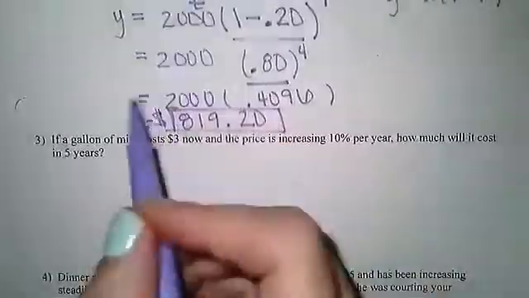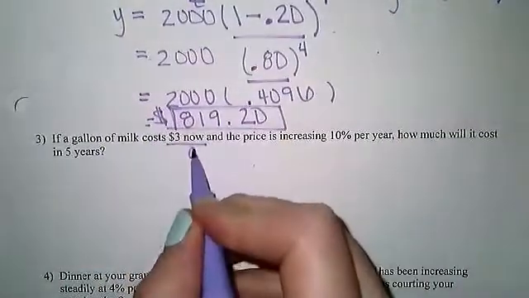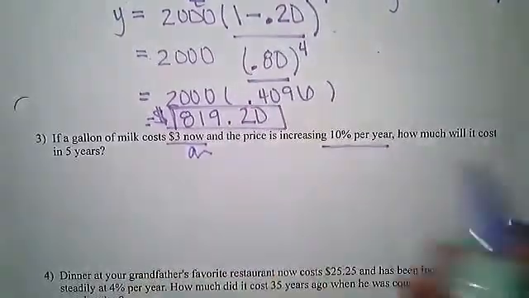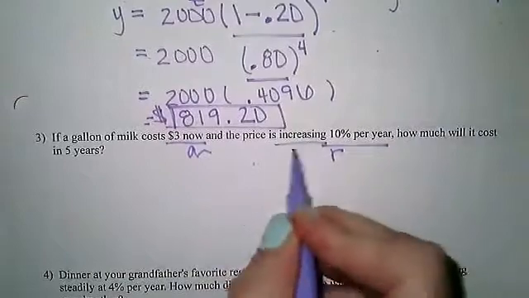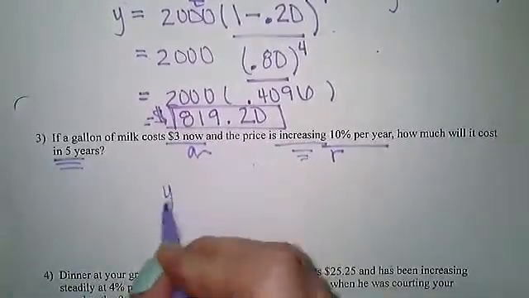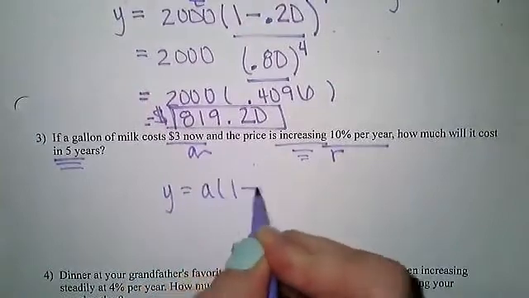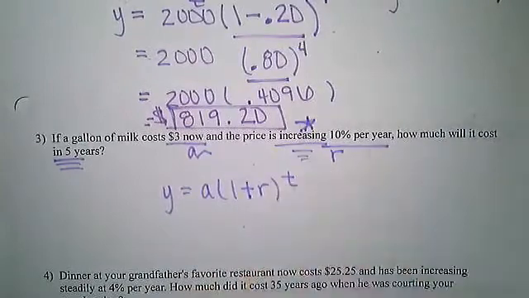Let's try this one. If a gallon of milk costs $3 now, so that's the starting amount, and the price is increasing 10% per year, so that's our R. Increasing is important, that means it's growth. How much will it cost 5 years from now? So we have y equals A times 1 minus r to the t as our formula. 1 plus r, sorry, because it's increasing.